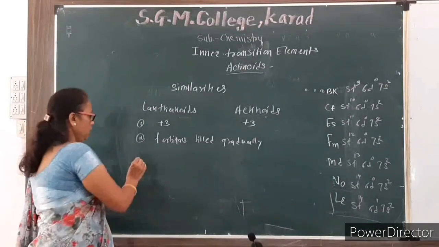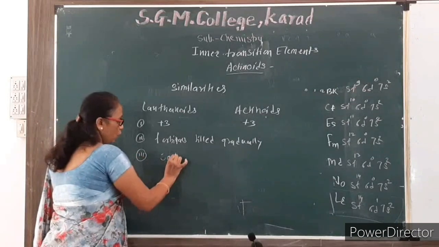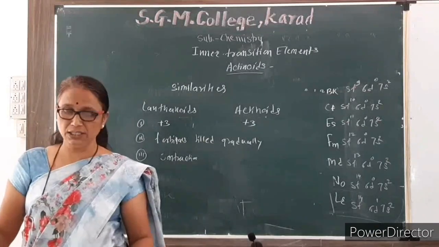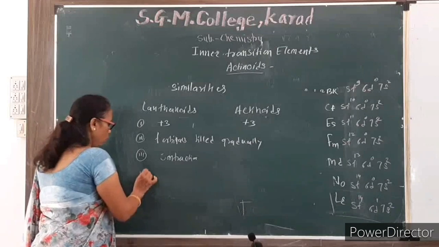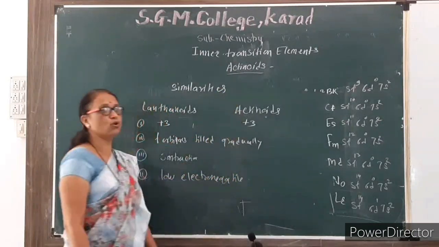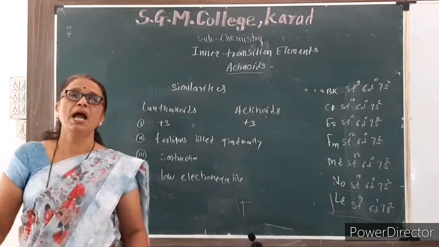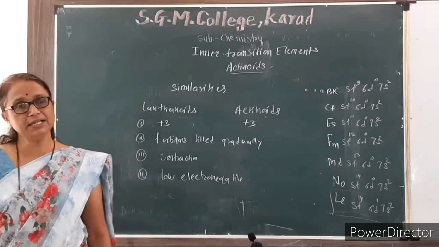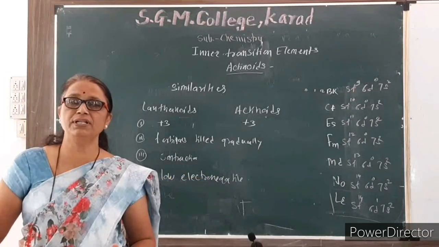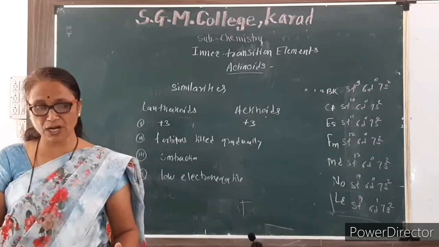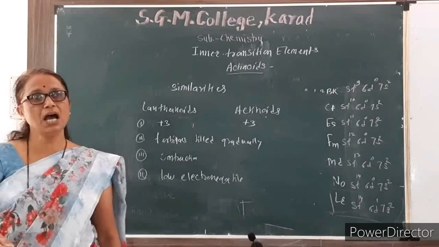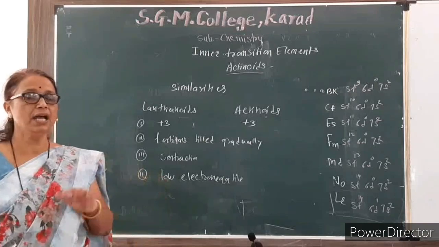Both show a decrease in atomic as well as ionic radius, that is contraction. In lanthanoids there is lanthanoid contraction, in actinoids there is actinoid contraction. Both have low electronegativity, and from top to bottom electronegativity goes on decreasing. The nitrates, perchlorates and sulfates of all these elements are soluble, while the hydroxides, fluorides and carbonates are insoluble, for lanthanoids as well as actinoids. These are the similarities between lanthanoids and actinoids.